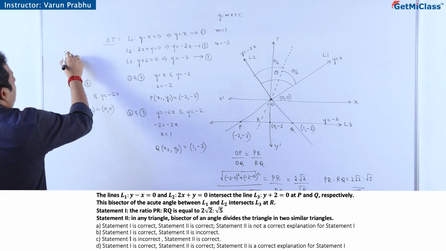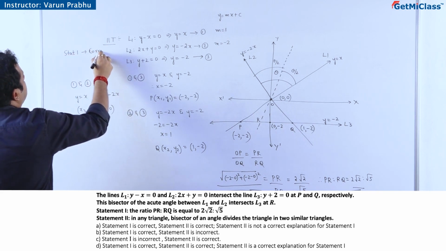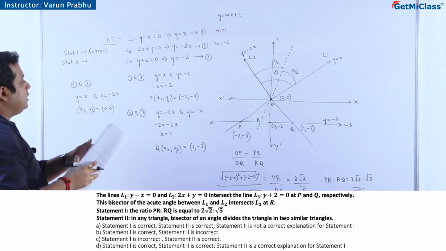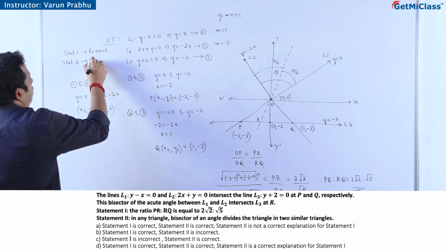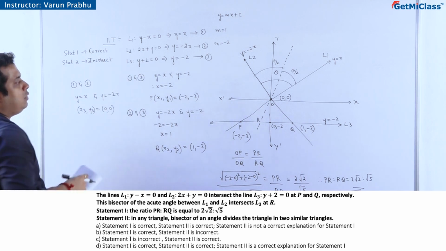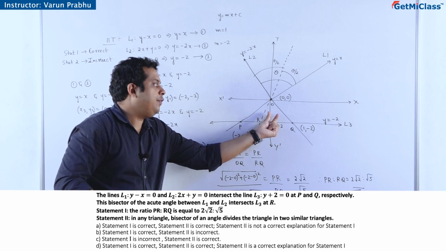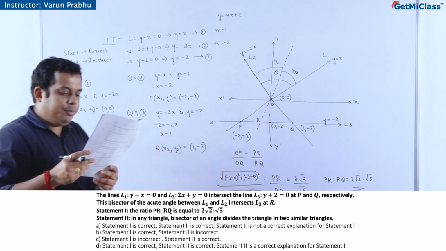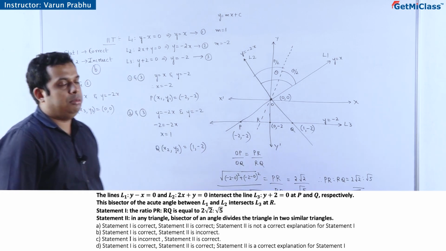This is correct. So statement number 1 is correct. But statement number 2 is incorrect. The statement says the bisector divides the triangle into two similar triangles, which is wrong. We cannot say that the bisector of the angle will always divide the triangle into two similar triangles. Even if you look at the schematic diagram, they are not similar triangles. So statement 1 is correct, statement 2 is incorrect. The answer marked for this particular question is option number B.